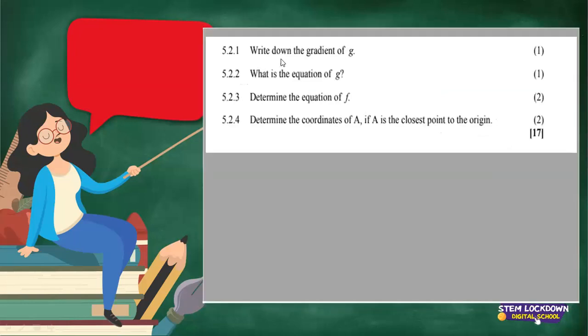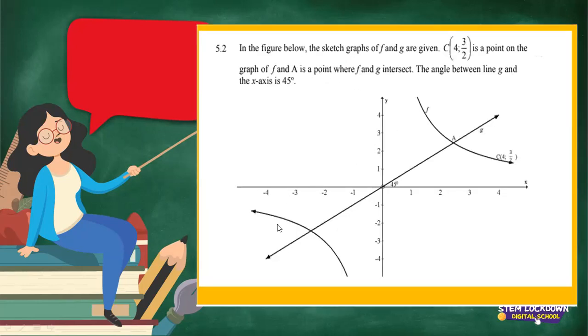Now, write down the gradient of g. So what will be the gradient of g? Because we are given these, we have to find the gradient of g. Don't forget, in analytical geometry, to find the gradient when we are given an angle with the x-axis, the gradient m is the tan of the angle, the tangent of the angle. So basically, our gradient is tan 45. So the gradient of this line g would be equal to tan 45.